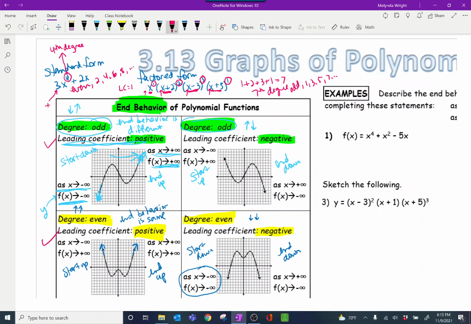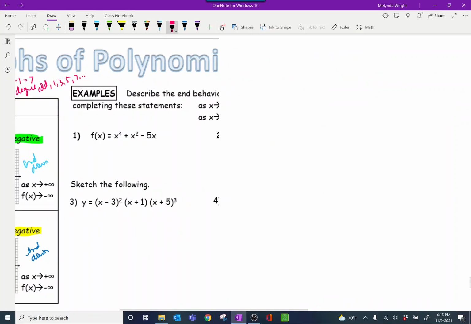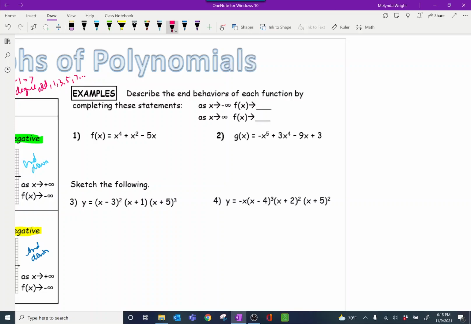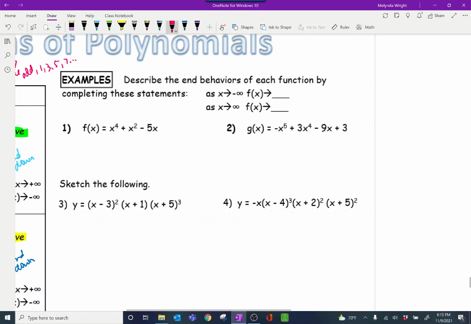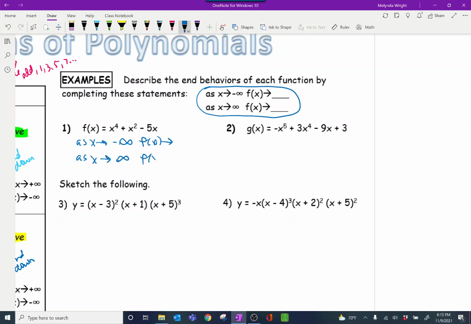Okay, so let's look at the first examples. And what this wants us to do is simply describe end behavior. That's it. We're just looking at end behavior. Okay, we can do this. And we basically complete these statements. Okay, we're going to fill it in. And we've done this before, so hopefully this isn't too bad. We know it's going to be: as x goes to negative infinity, f of x goes to, I'm going to have to put something there. As x goes to infinity, f of x goes to.